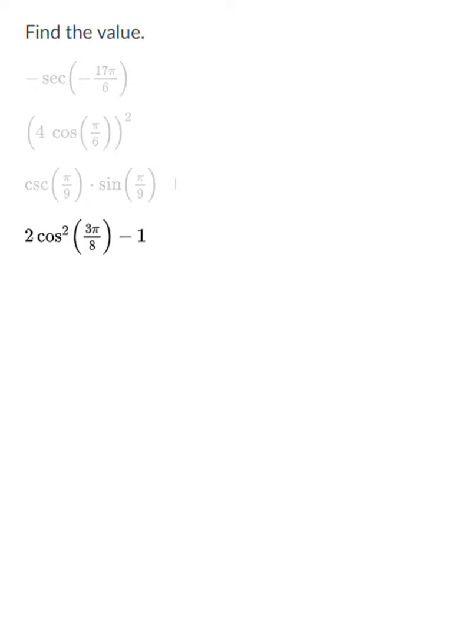And lastly, let's take a look here. This is an interesting problem because the cosine of 3 pi over 8 is not something that we can do without a calculator. And therefore, there's no way for us to find that value and then square it, at least without a calculator or some other fancy methods. So if we can't compute the cosine of 3 pi over 8, how might we proceed in this problem?